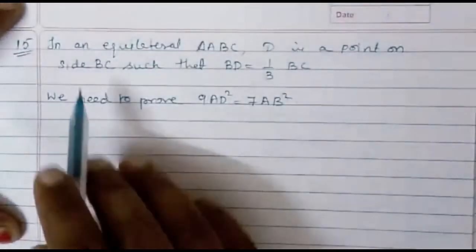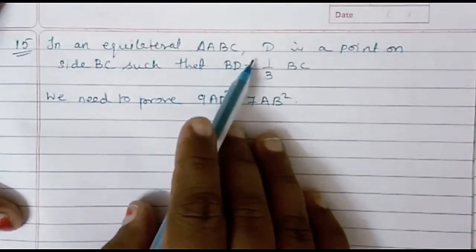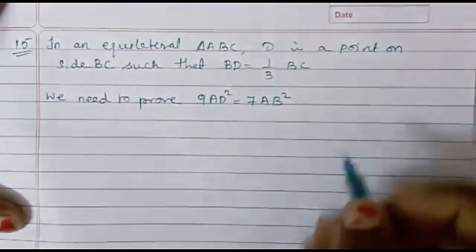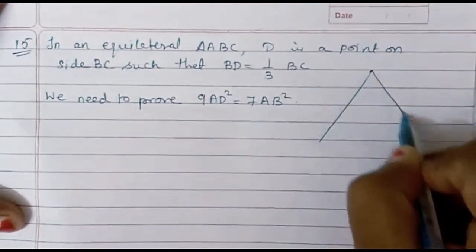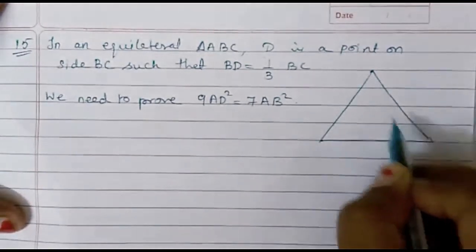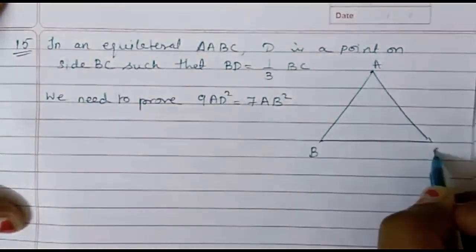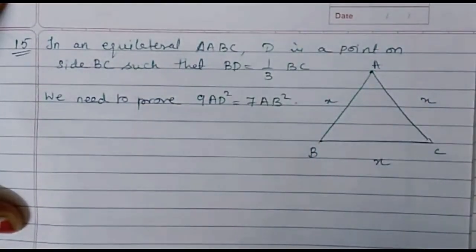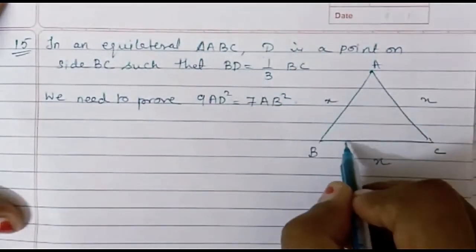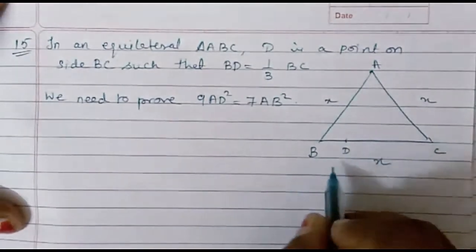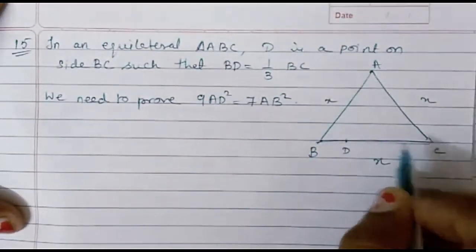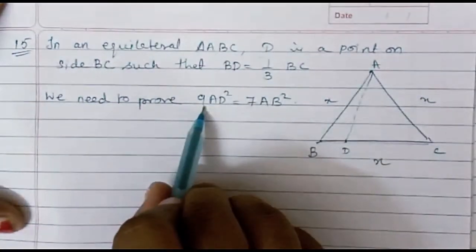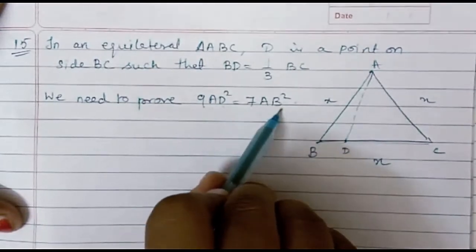Let us prove one more result. In an equilateral triangle ABC, D is a point on side BC such that BD is 1/3 of BC. So suppose we are drawing an equilateral triangle. Equilateral triangle means having all three sides equal. So suppose AB, AC and BC are equal to x, right? D is a point somewhere here because BD is 1/3 of BC. So I have drawn AD, right? Now we need to prove 9 times AD square is equal to 7 times AB square.